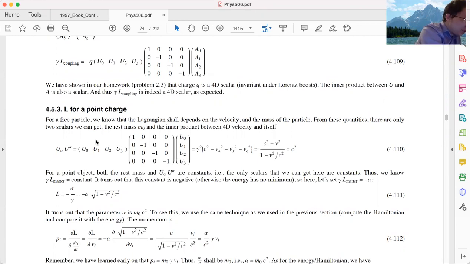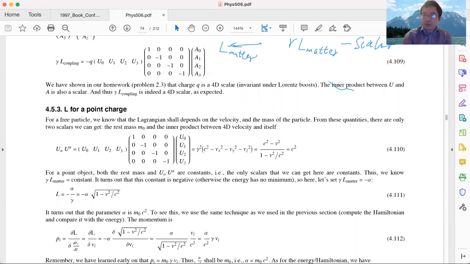Okay, so the key principle to get to know what gamma is, what the Lagrangian is. We want to know our Lagrangian for my matter particle, for my point charge. To figure out what this Lagrangian is, we utilize the fact that the Lagrangian of my matter field times gamma needs to be a scalar. This needs to be a 4D scalar.